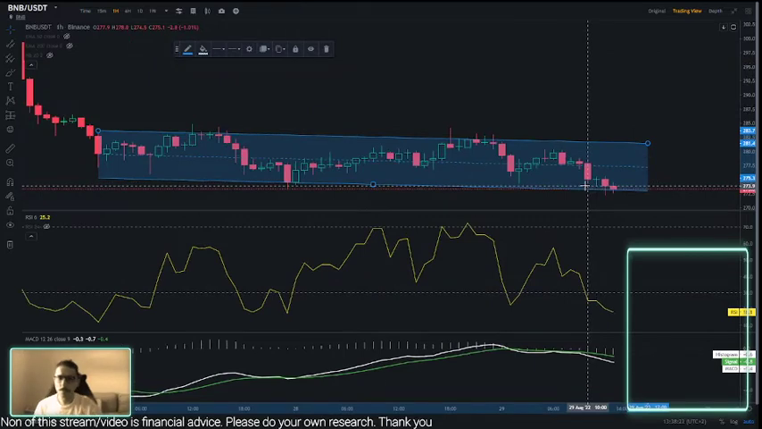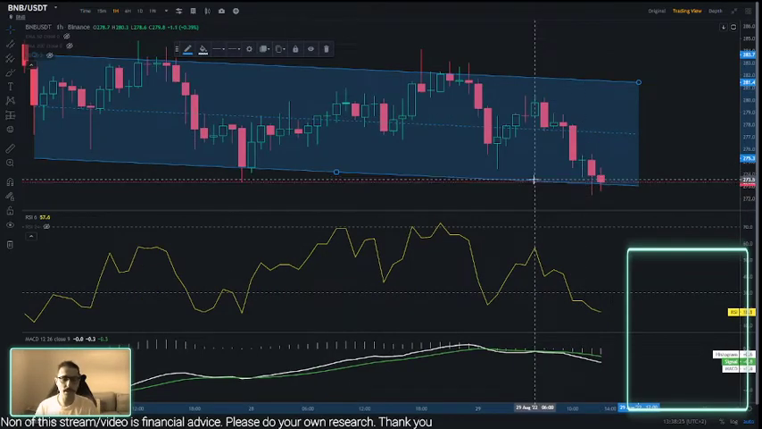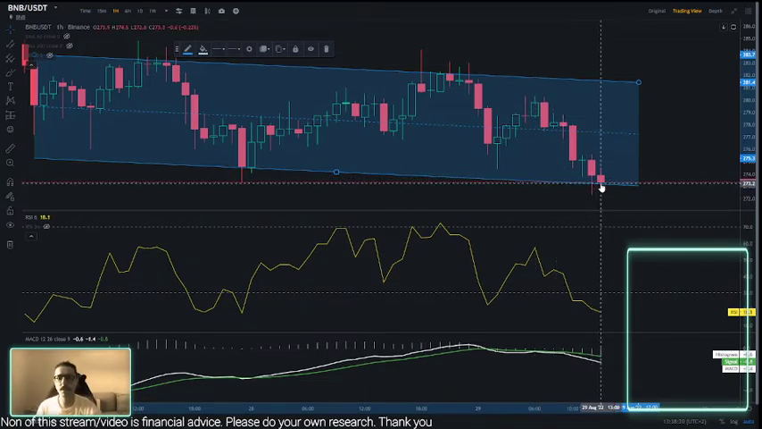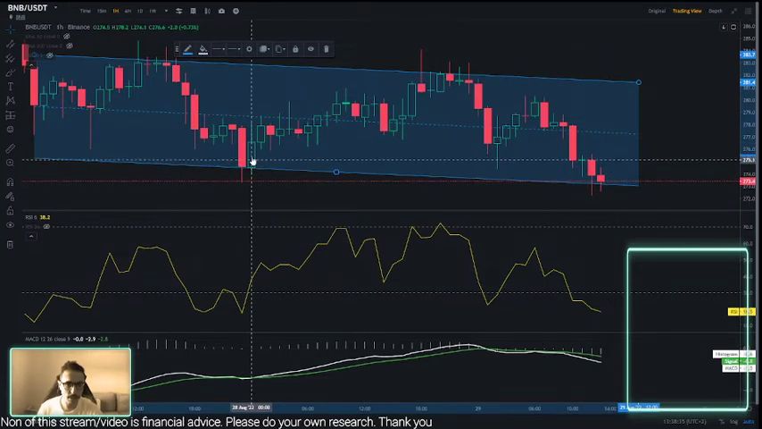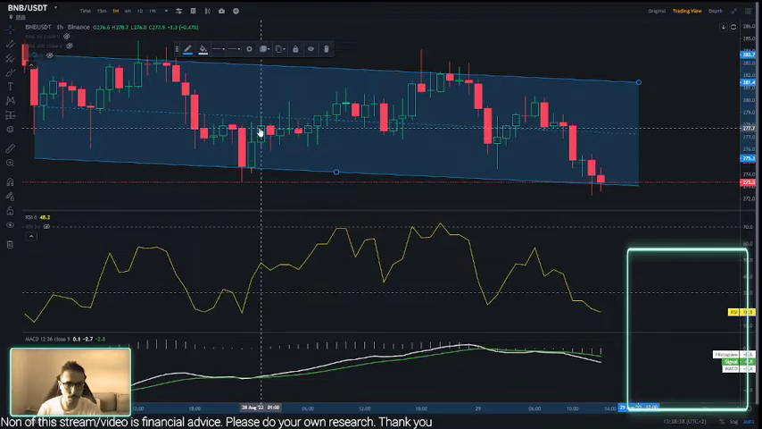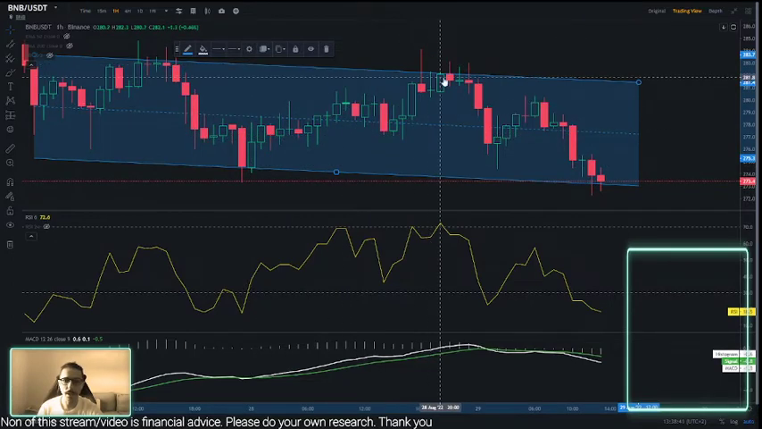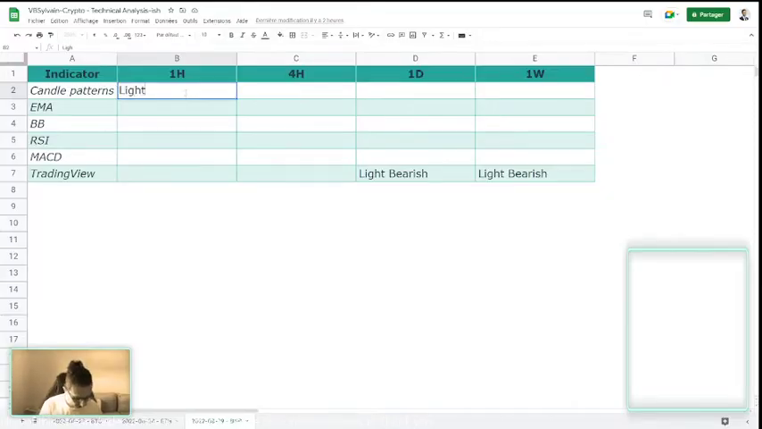So it's a pretty mixed signal, right? Because this is a descending channel, so pretty much we're gonna go down in the price, but we are at the bottom of the channel, which could lead to, all right, we hit the bottom and now it works as a support and we could go up until there. So I'm gonna go for light bearish here. This is a descending channel, but at the bottom.